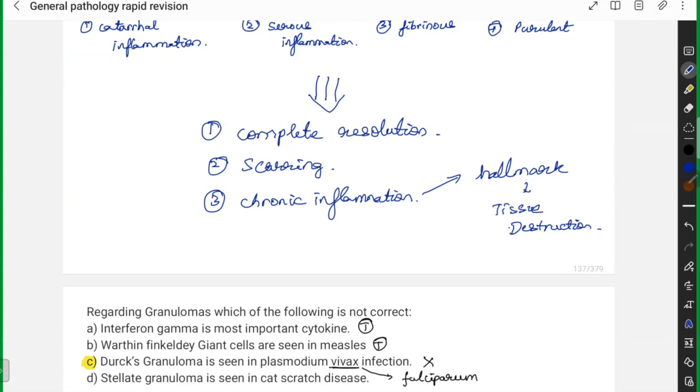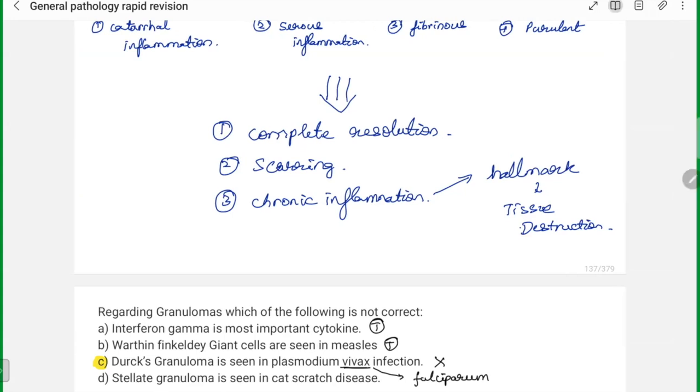Once they get activated, these macrophages are going to be forming something called a granuloma. Okay, wow. So that's what we are going to see now. Macrophages are basically of 2 types.